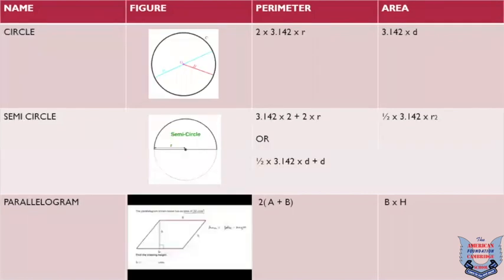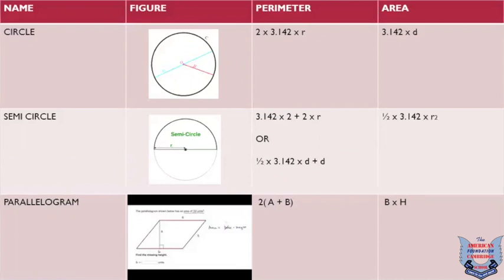Moving on. Circle. So you can clearly see what a circle looks like. To find its perimeter, you have to find its circumference. To find the circumference, you already know the formula, 2 pi r. I have written the direct value of pi here. So 2 into 3.142 into r. r is the radius. And to find its area, you just have to multiply pi by the diameter.